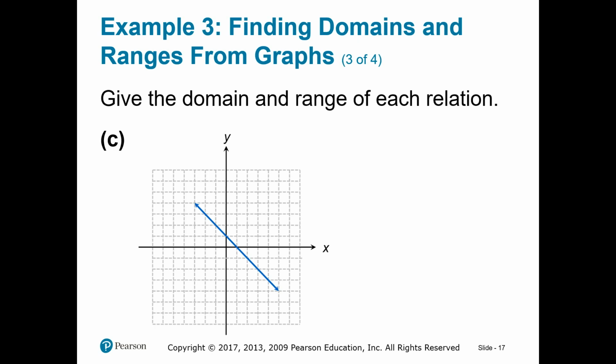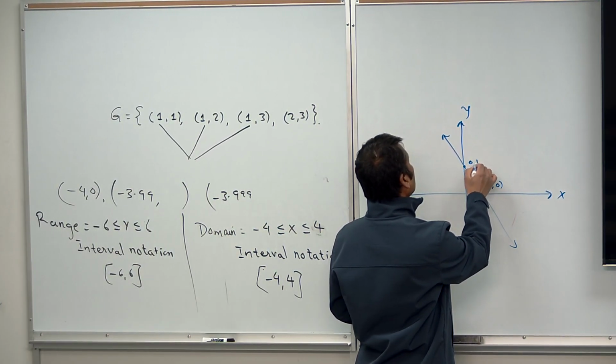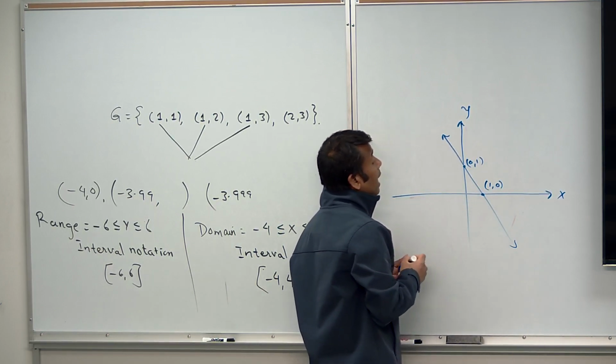So look at the whiteboard. Let me draw this graph over here. This is your x-axis, this is your y-axis, is that right? And this is the graph. I can see it passes through (1, 0), and this is (0, 1). So now look here, guys, you are trying to find the domain.